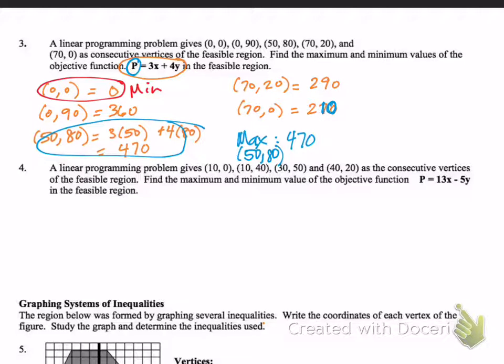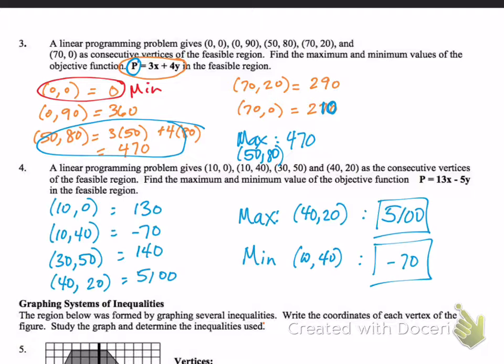So try number 4, and I want you to give me the max and the min for those. So when you plugged in your ordered pairs, you should have gotten a maximum of 5,100. That was at the ordered pair 40, 20, and then a minimum of -70, and that was at 10, 40.